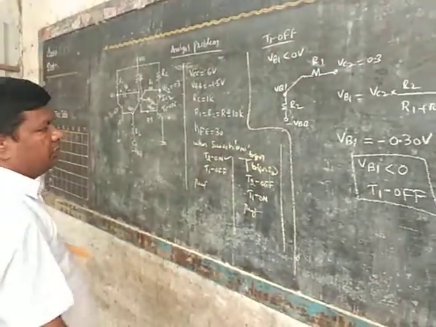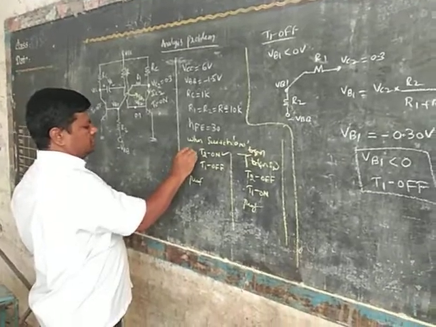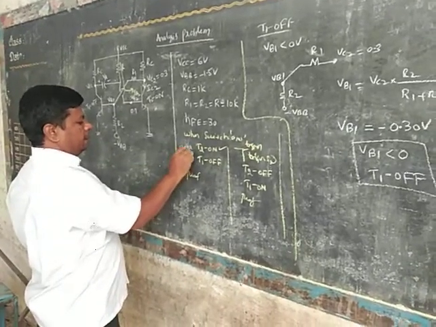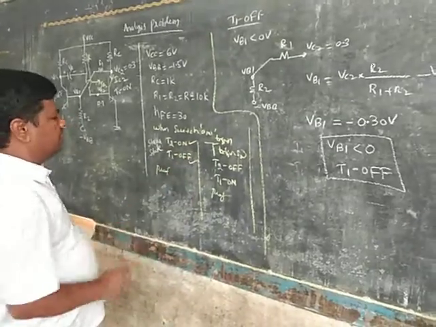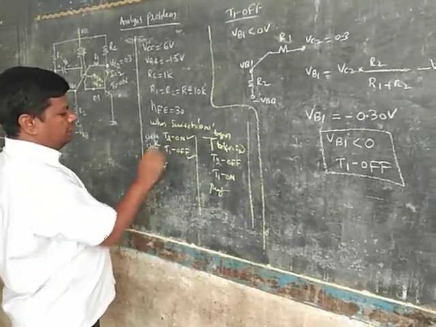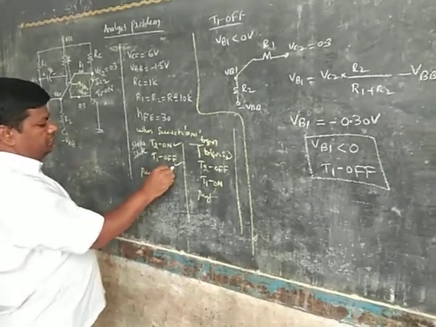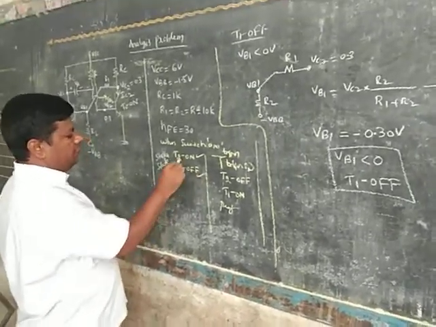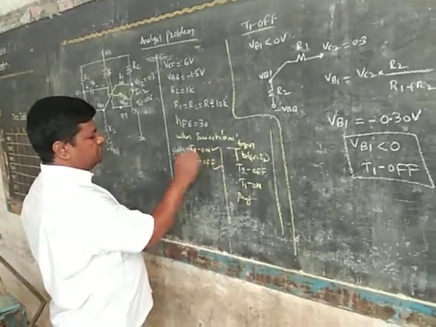Like that, we verified that this is the stable state. By using some circuit analysis, we verified that transistor T2 is on and transistor T1 is off. The condition is: when VB1 is less than 0, then transistor T1 is off. When IB2 is greater than IB2 minimum, we can say that transistor T2 is on.